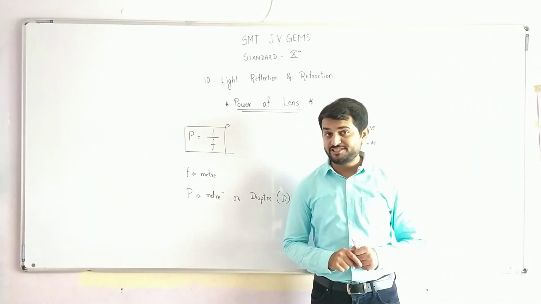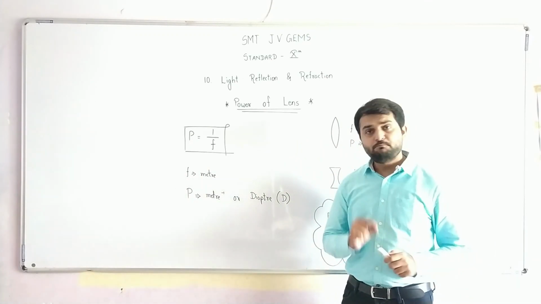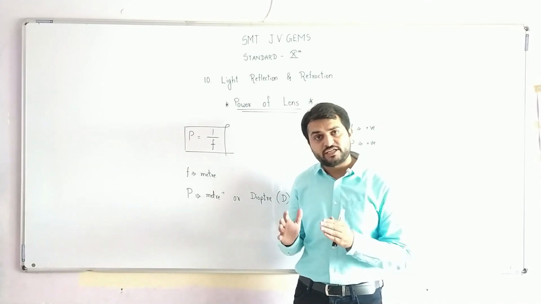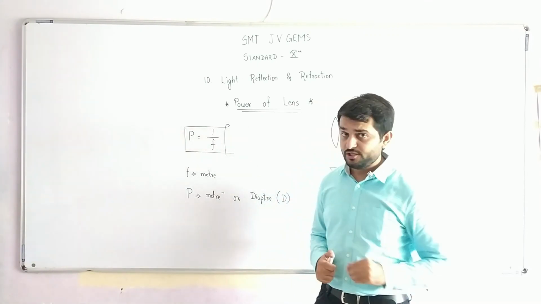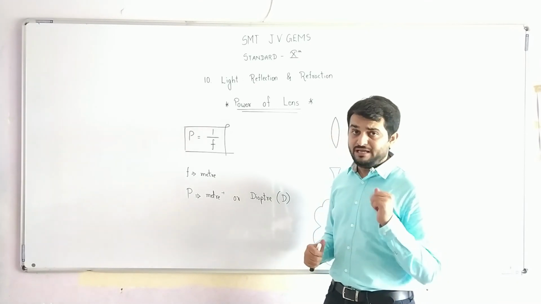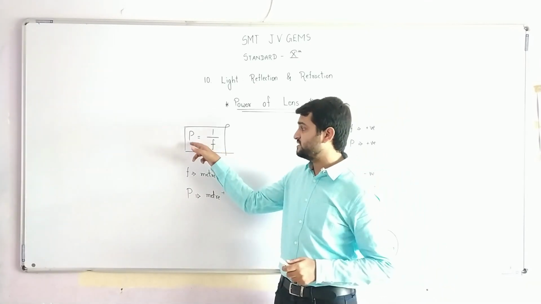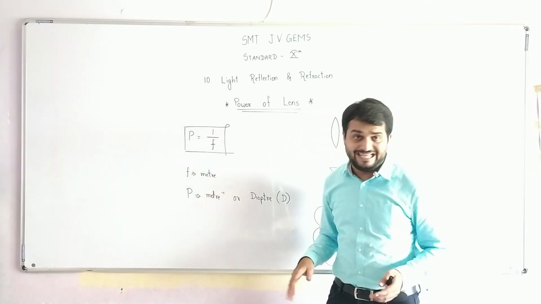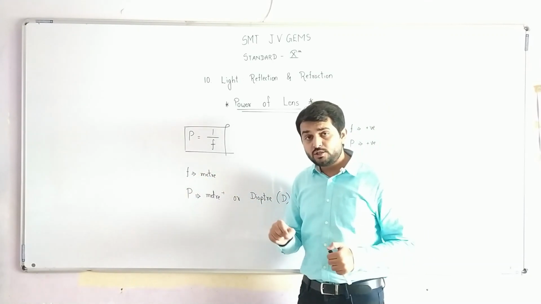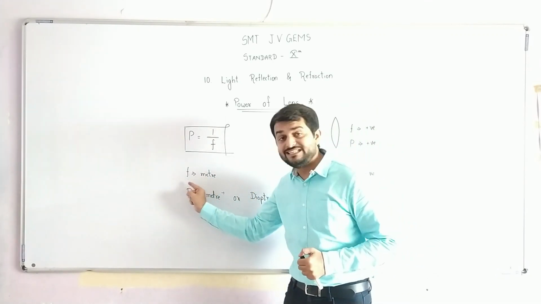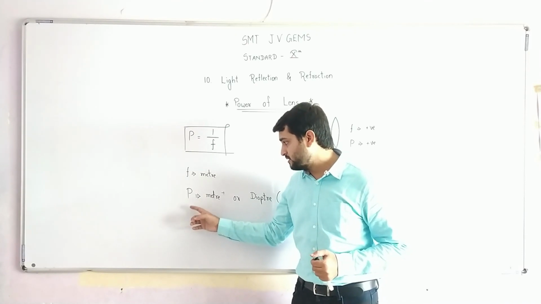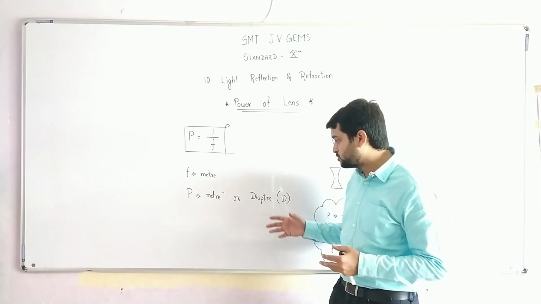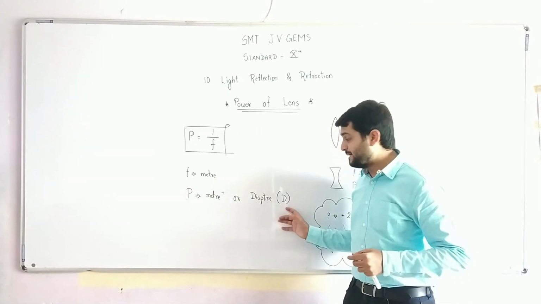Moving on to the last topic of the chapter, that is power of lenses. Power of a lens is defined as the capacity of a lens to diverge or converge the rays incident over it. In mathematical terms, the power is given as the ratio 1 by f, right? That means inverse of focal length is power. Here you have to take the unit of focal length in meters. So the power unit will become meter inverse, or in terms of SI, it is a unit called diopter, which is symbolized by capital D.